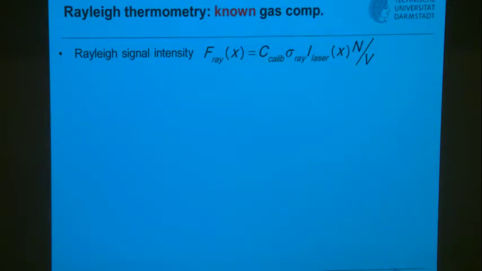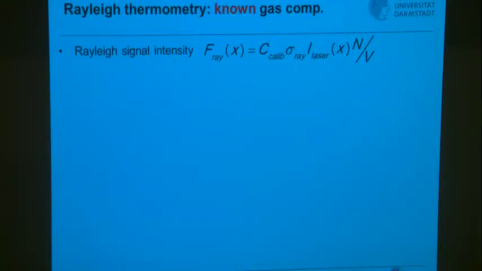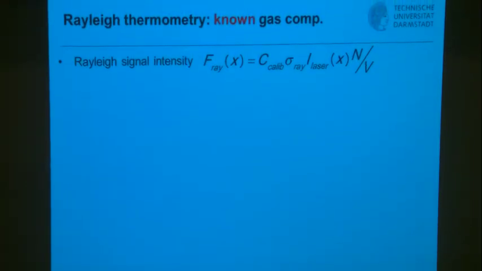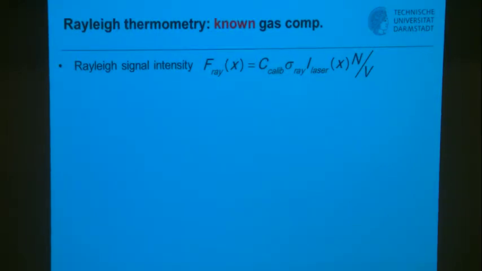Okay, let's say you know the gas composition. Forget combustion for the moment, or you're in a region where combustion has not yet taken place, and where you know exactly what the gas composition is. That is the most simple case, where the local Rayleigh intensity is dependent on a Rayleigh cross-section that is given by the polarizability. Once again, the view I try to give to you: you have your time-dependent electromagnetic wave.